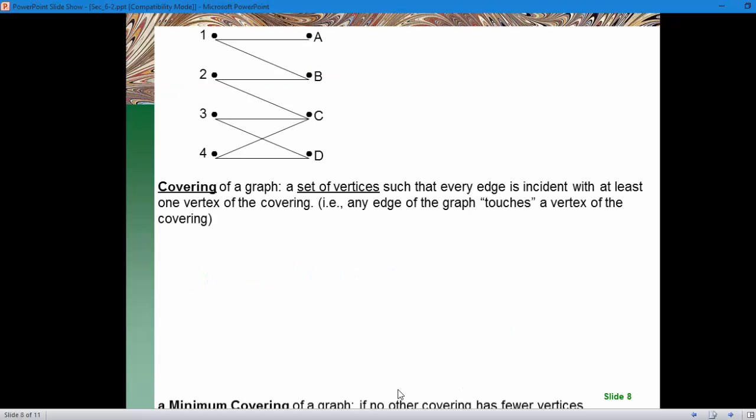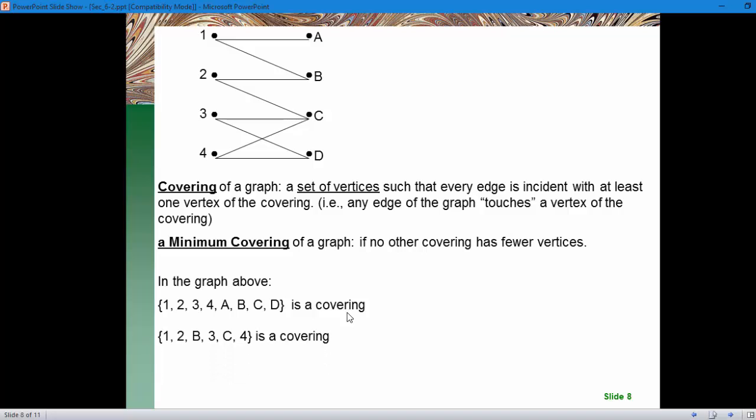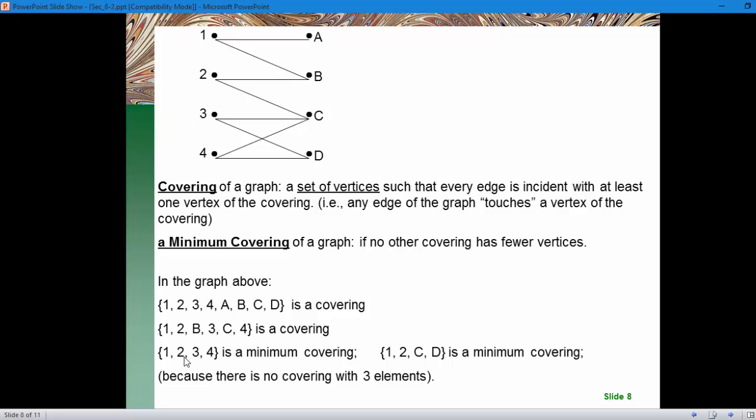So let's go back here, and that's the definition of a minimum covering. If no other covering has fewer vertices, that's called a minimum covering. So in the graph above, we saw that if we select all the vertices, that is a covering. And if I select the vertices 1, 2, B, 3, C, and 4, that is also a covering. It's a covering with 6 vertices. 1, 2, 3, 4. If I select all these 4 vertices, that's a covering, and it looks like it's a minimum covering. Here's another one, 1, 2, C, D. That's another minimum covering.